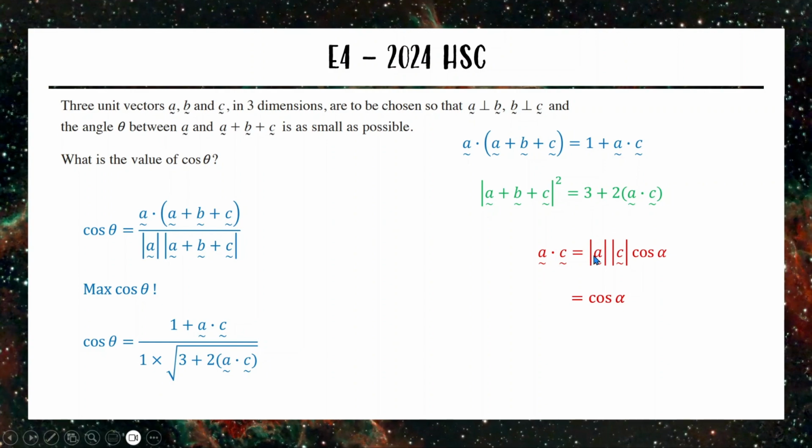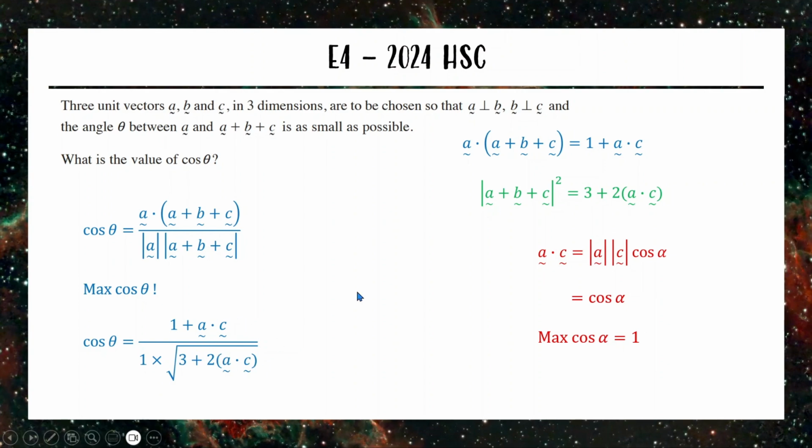Now, if we're trying to find the maximum possible value of this expression, the maximum possible value of A dot C is the maximum possible value of cos of this angle, and cos is never larger than 1. So the maximum of cos alpha is equal to 1, which means the maximum of A dot C is equal to 1. Putting that into our expression over here gives us the largest possible fraction, which is 1 plus 1 on the top, and on the bottom we have 1 times the square root of 3 plus 2 times 1.